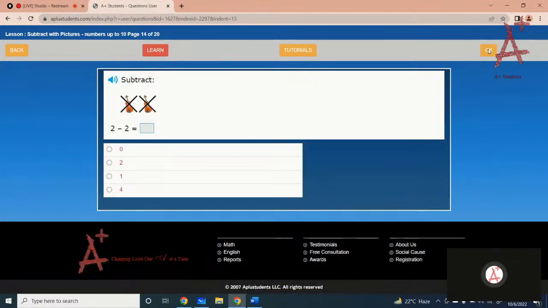Okay, you are given two of the harmonium, out of which both of them are crossed out. So how many are you left with? Two take away two is zero. Very good. So select the correct option and click on the OK button.